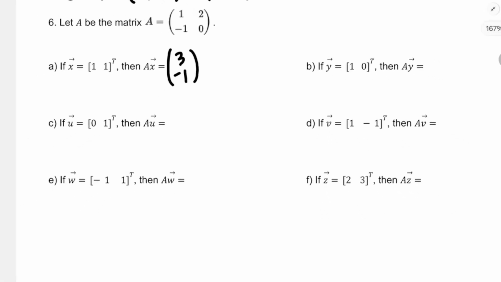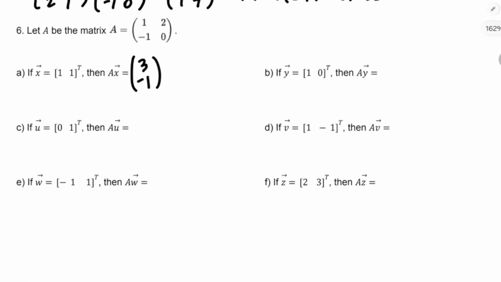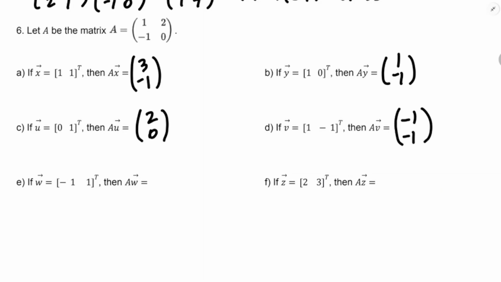For B, if Y equals the vector 1, 0, then AY is going to be 1 of the first column, none of the second column. We're just going to copy the first. If U is 0, 1, then AU is none of the first column and 1 of the second column. Just copy the second column. And if we take 1, negative 1, we've done that a couple of times recently. It's going to subtract first column minus second column. Negative 1, 1 would be second column minus first column.